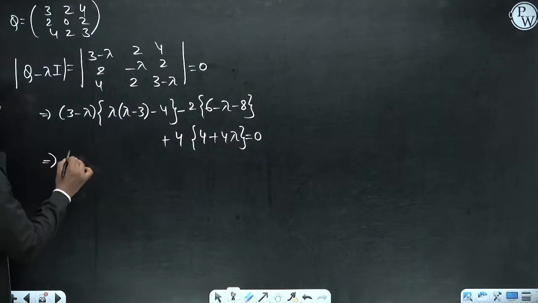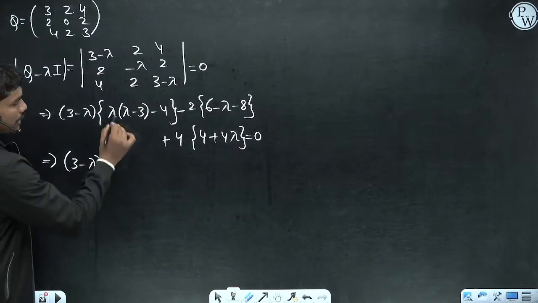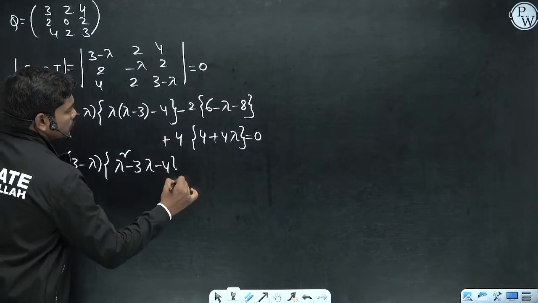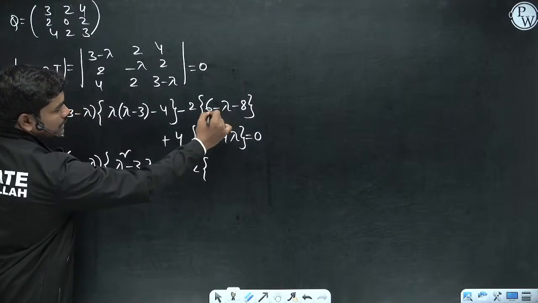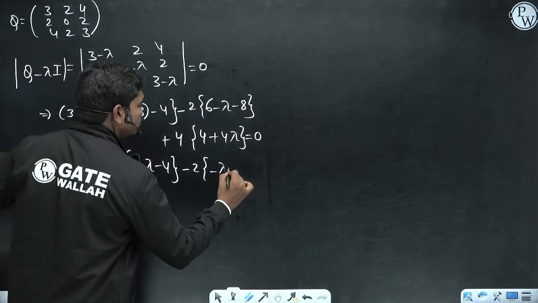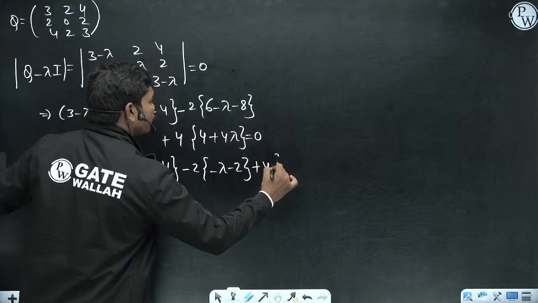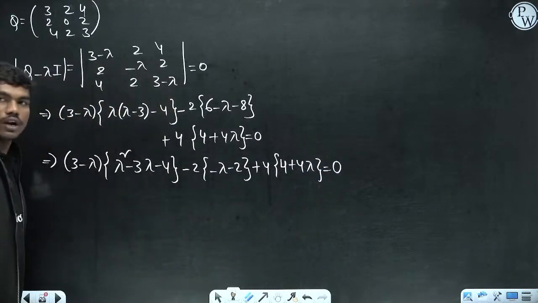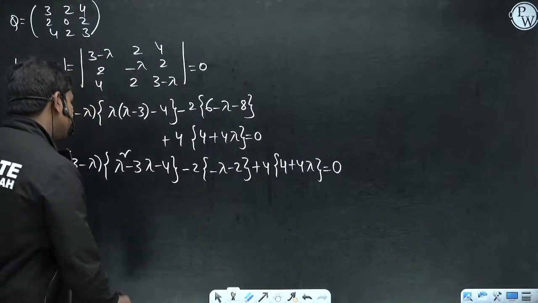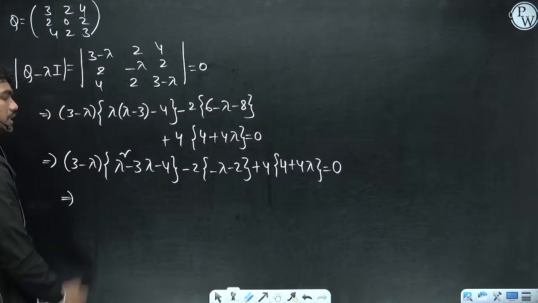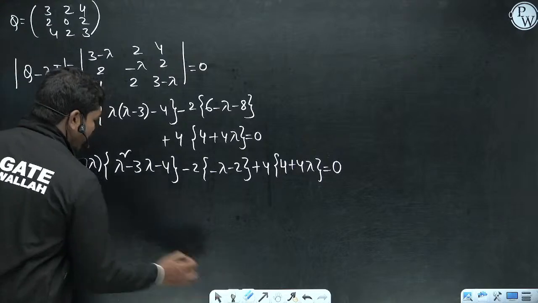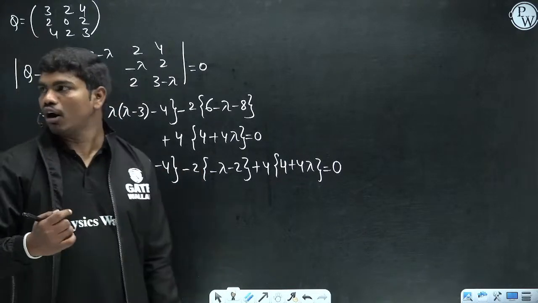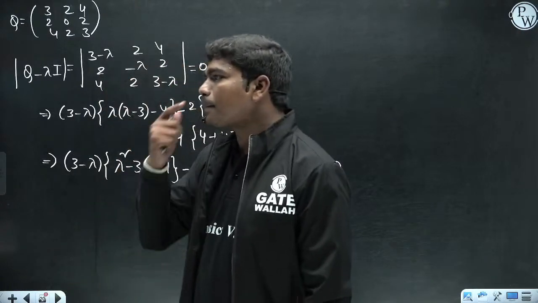Now this implies (3 minus lambda) times (lambda square minus 3 lambda minus 4), minus 2 times (6 minus 8 is minus 2, so minus 2 lambda minus 2), plus 4 times (4 plus 4 lambda), equal to 0. Now if you multiply this out, you will get the eigenvalues. What will the eigenvalues be? Please tell me. If you calculate this equation, it will be a cubic equation, with the sum of the roots equal to minus 1, correct?